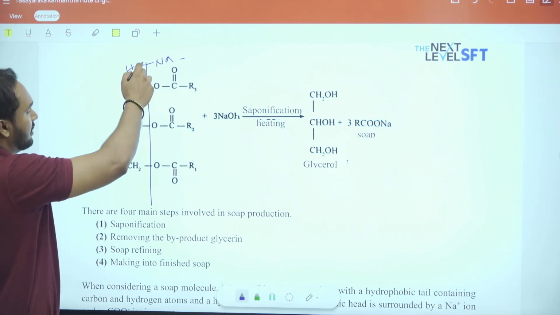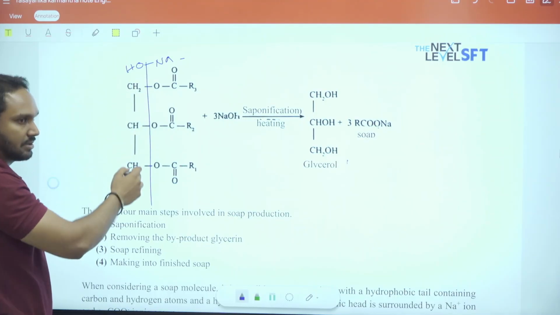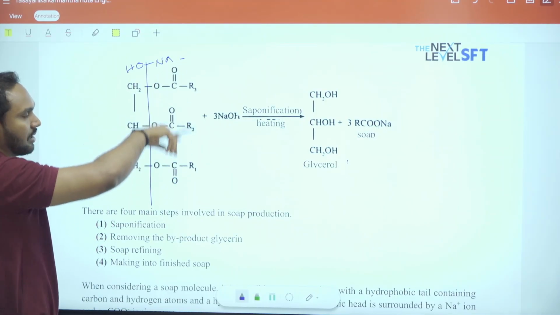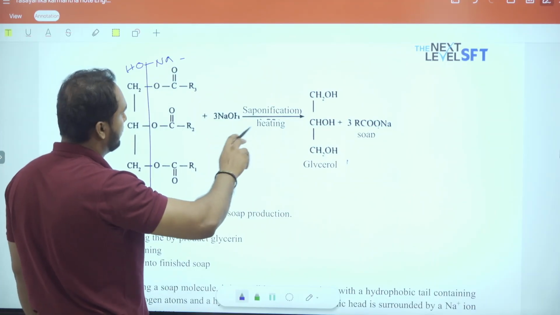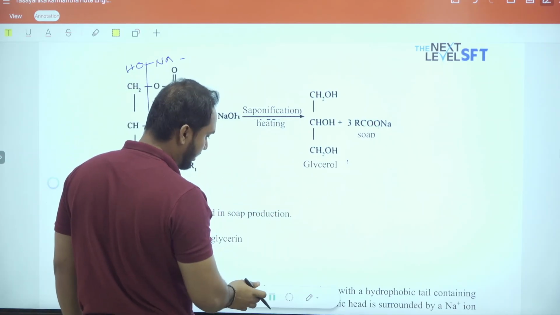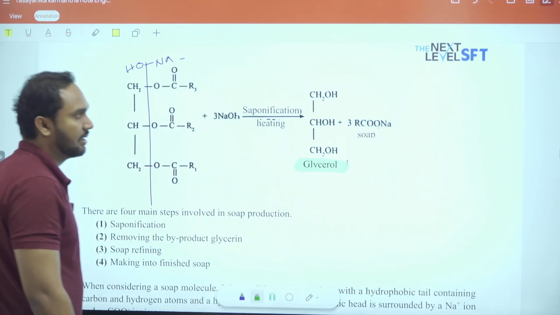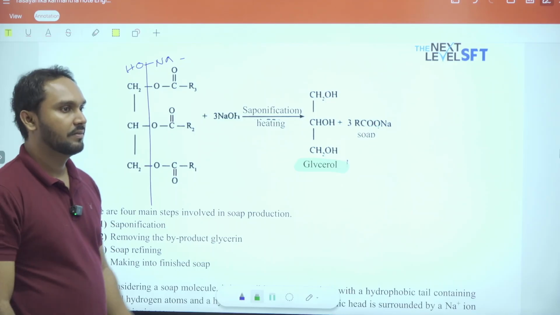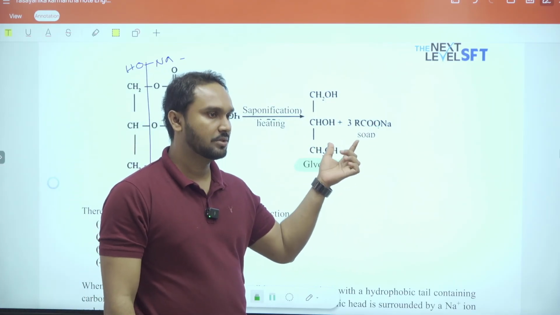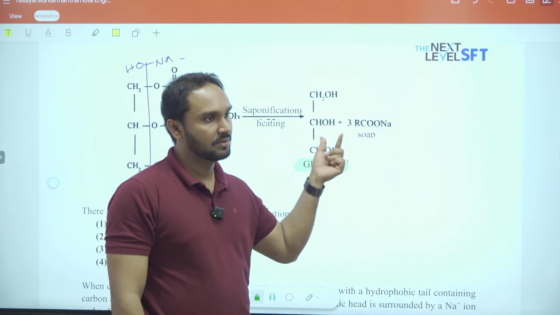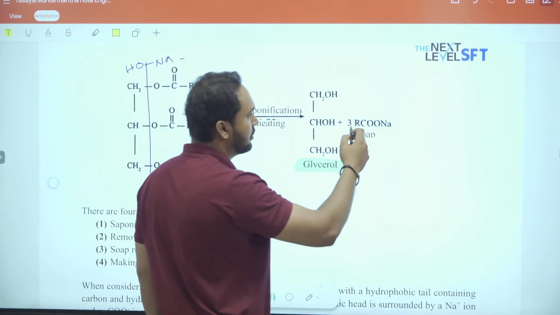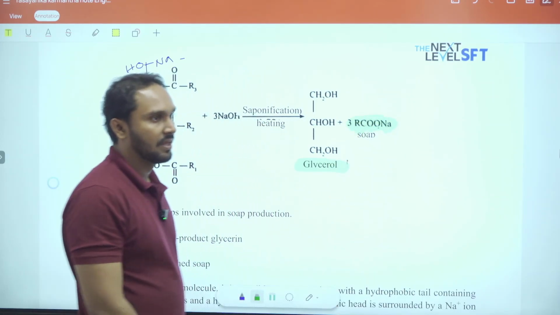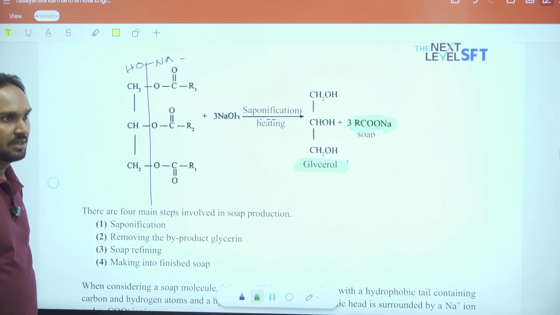So what happens? The OHs are taken by the glycerol molecule and the sodiums are taken by the carboxylic acids, or the fatty acid molecules, right? So the glycerol is produced, which is the byproduct, and the main product is the sodium salts of fatty acids or carboxylic acids. The sodium salts of these fatty acids are called soap. So this part is the soap. What are the soaps? The sodium salts of the long chain fatty acids are the soaps.